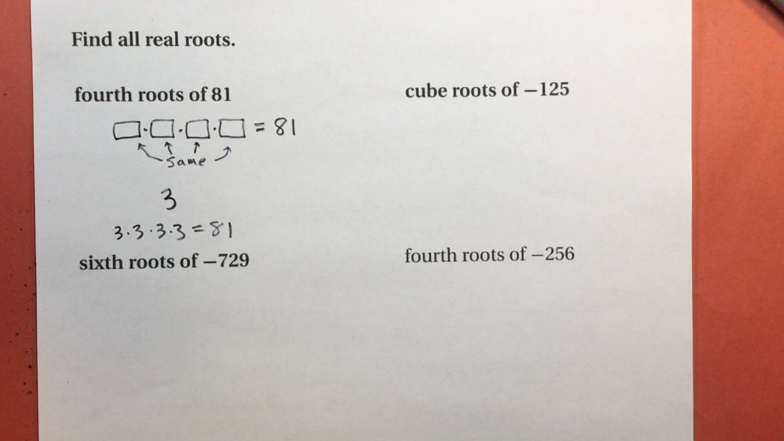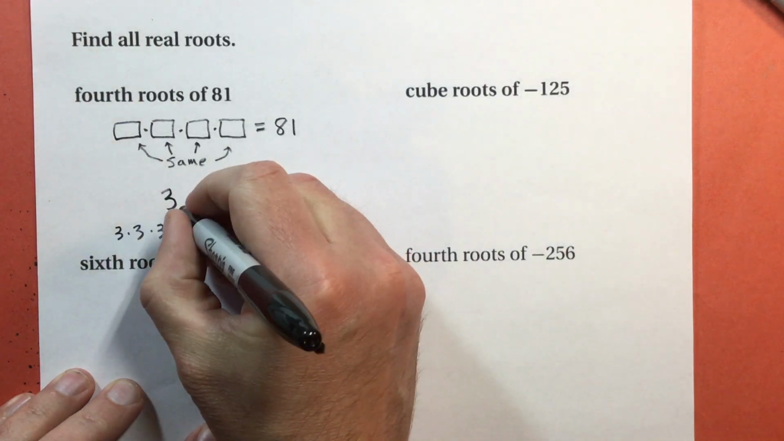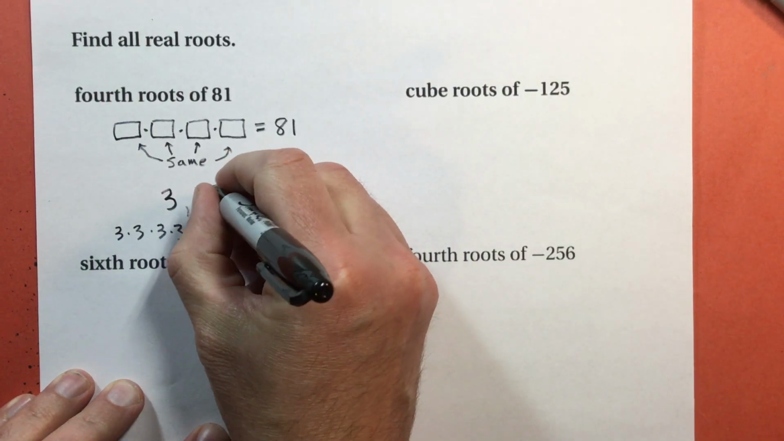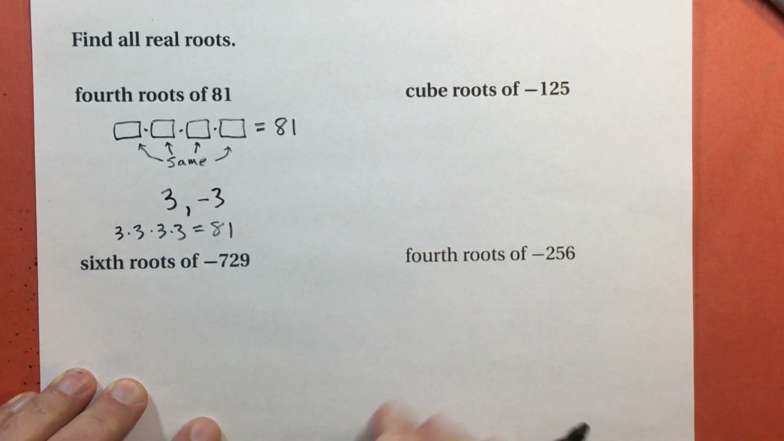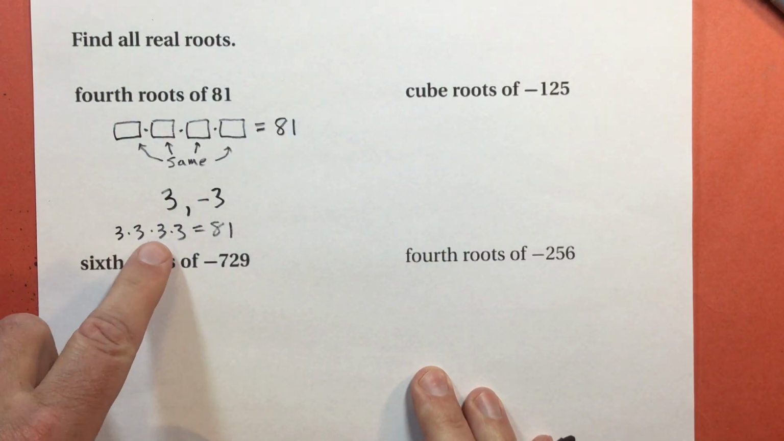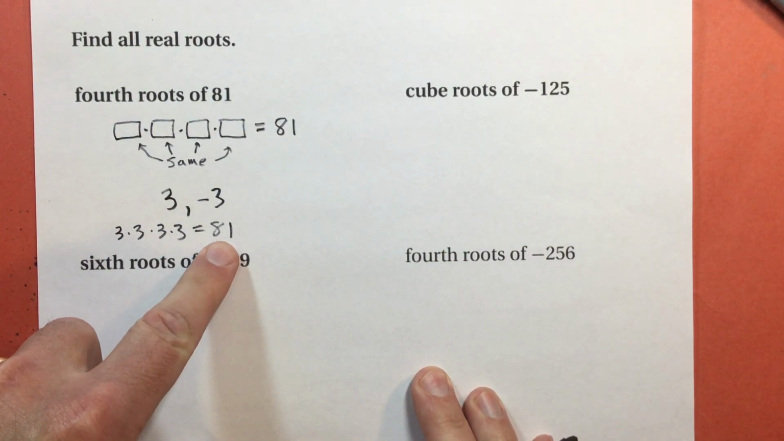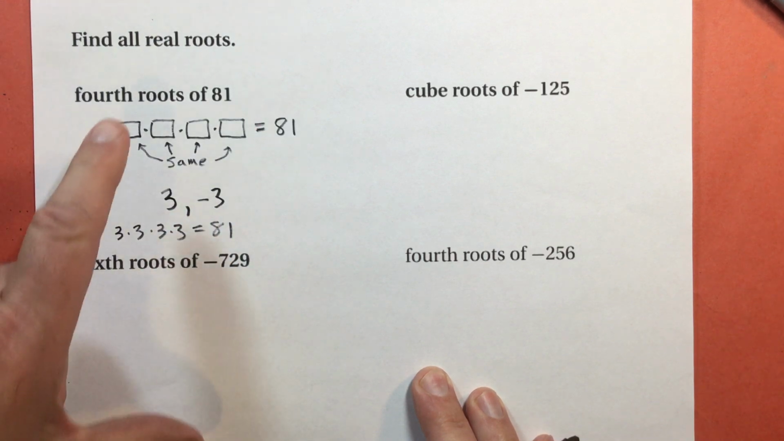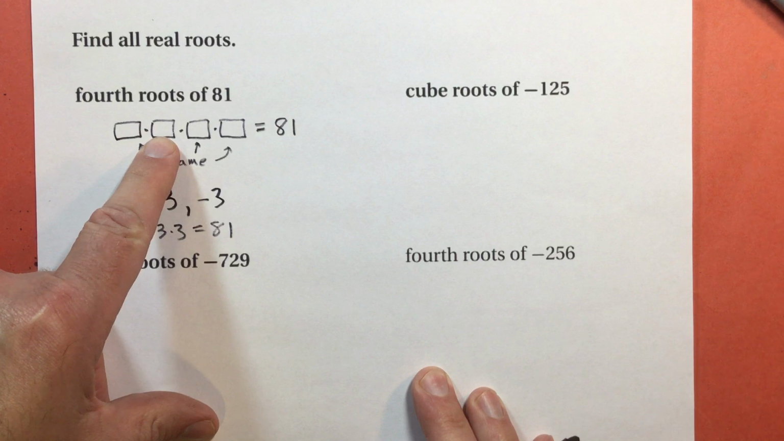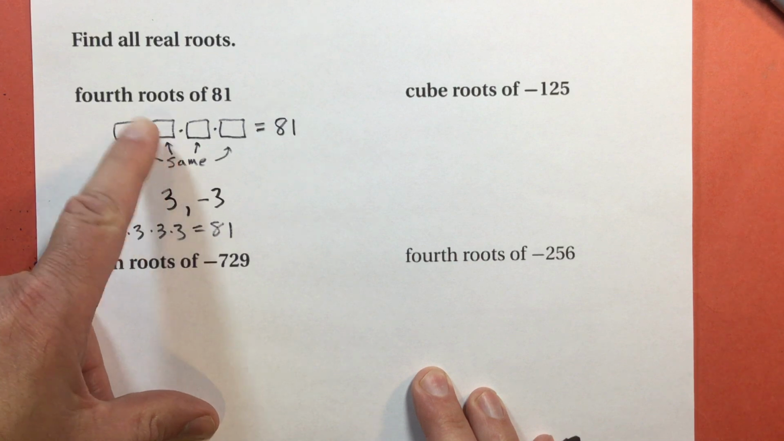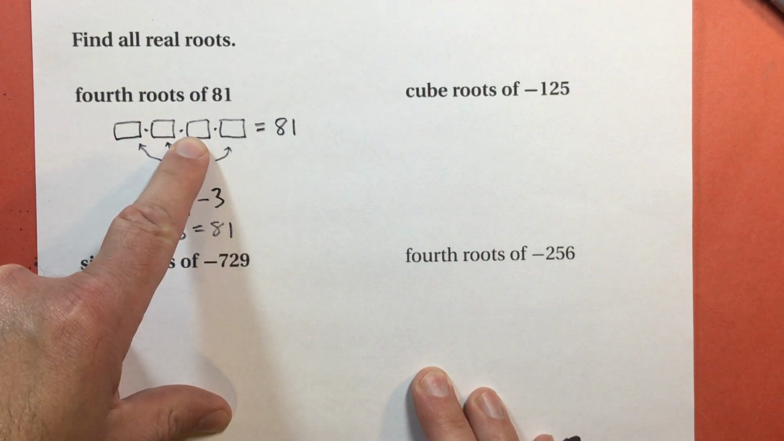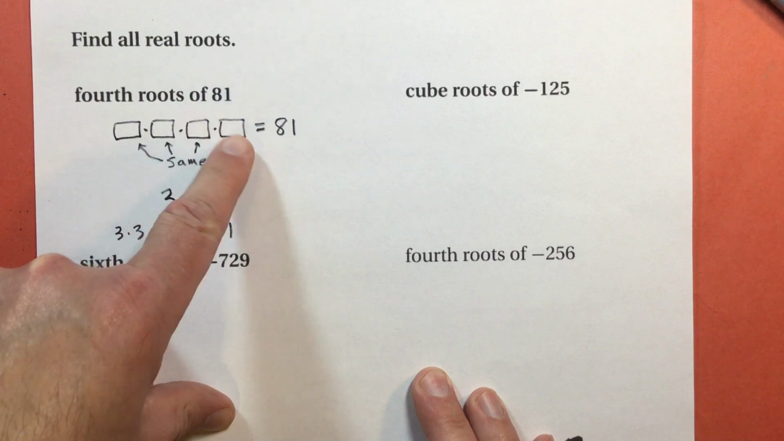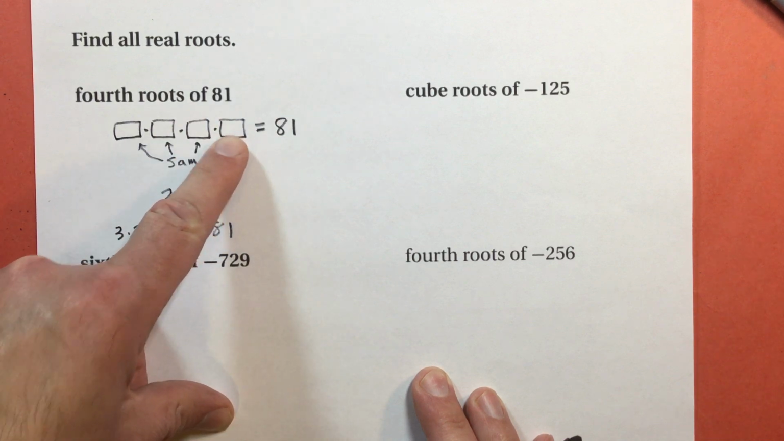However, there's also another one that we have to be mindful of. The other one would be negative 3. And for the same reason, negative 3 times negative 3 times negative 3 times negative 3 still equals 81, but then we have to check, does the negative work? And the negatives go like this. A negative times a negative is a positive. A positive times a negative would equal a negative. And then the negative times the final negative would get me back to a positive.